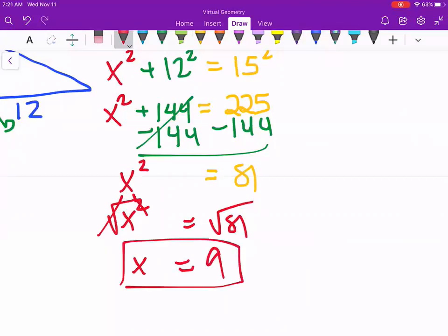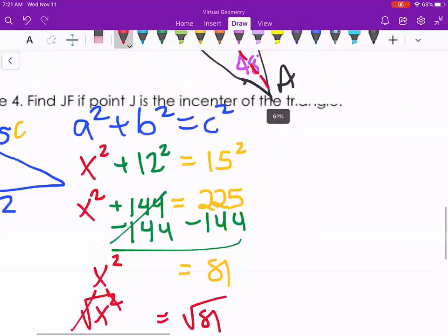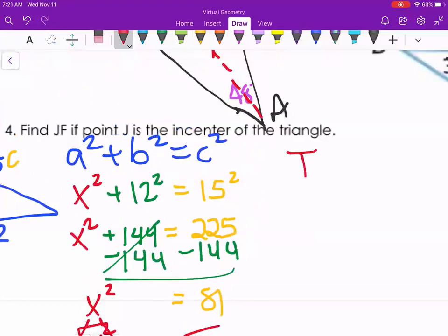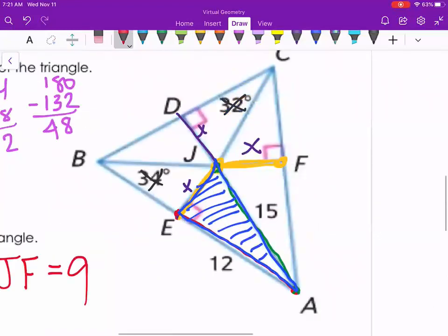And now I know what my missing length is supposed to be. So JF is equal to 9. Because if my side of X is 9, then it's 9 for all three of them.